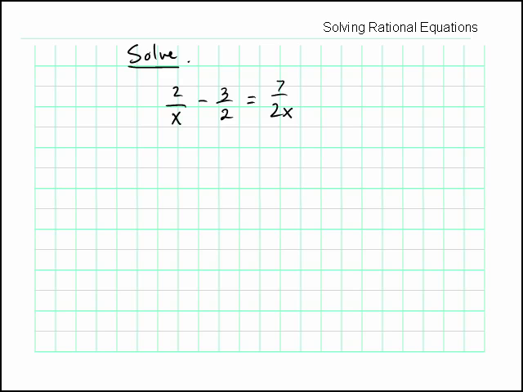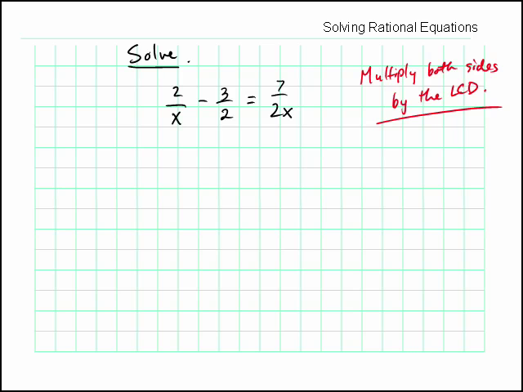And to get rid of all the fractions, we multiply both sides of the equation by the LCD, or the common denominator. So I'm going to write that down. Multiply both sides by the least common denominator. That's the first step to solving a rational equation.